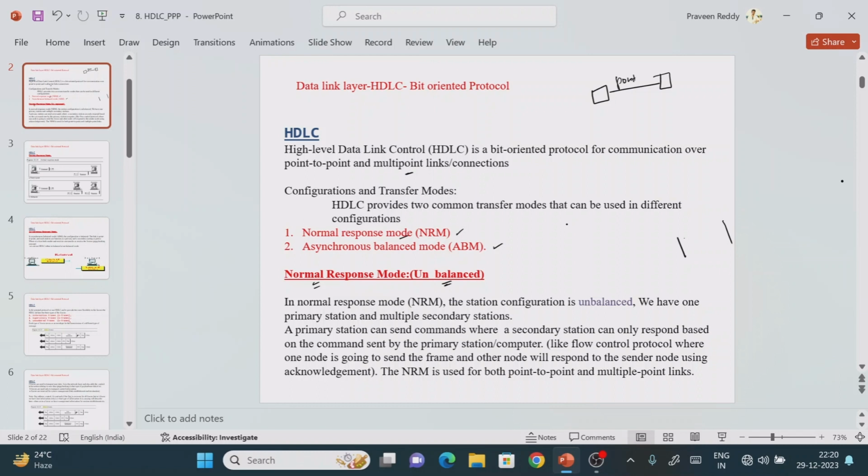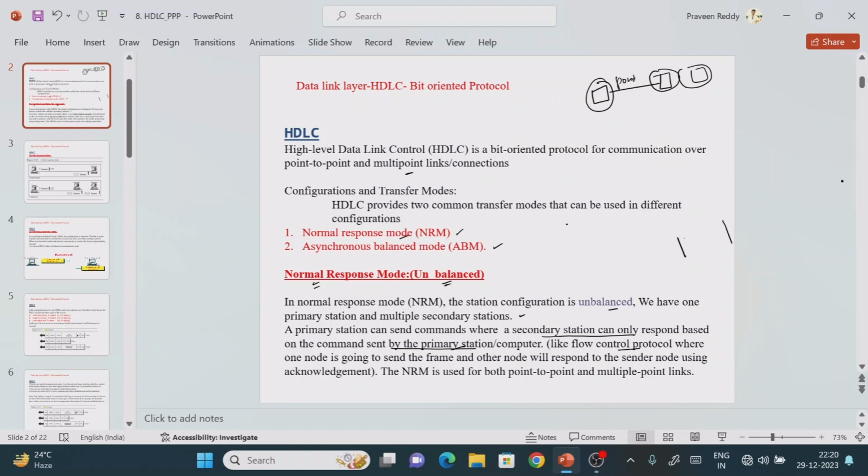This is also called the unbalanced mode. In normal response mode the station configuration is unbalanced. We will see why. We have one primary station and multiple secondary stations. It means there may be one secondary station, or there might be multiple secondary stations. Information is sent only by the primary station, while a secondary station can only respond, based on the command sent by the primary station.